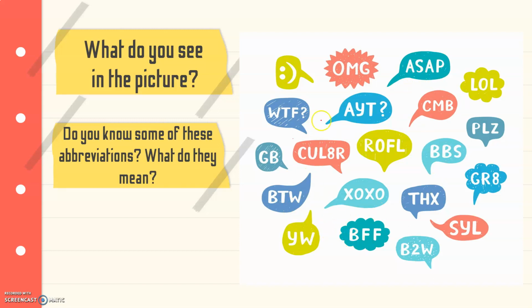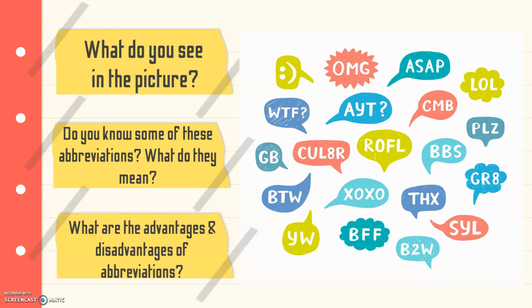Okay, so these are just some of the abbreviations we usually see when we are chatting with our friends, when we are texting them, and so on. So these are abbreviations we usually see in social media. Now, what are the advantages and disadvantages of abbreviations? Basically, we use abbreviations to be able to converse faster. We use abbreviations so that we can express what we mean in a faster way.